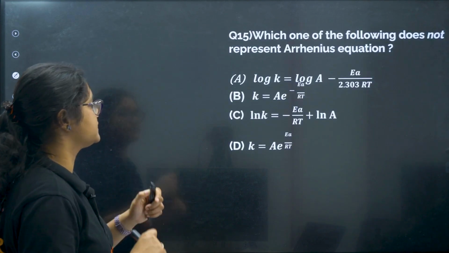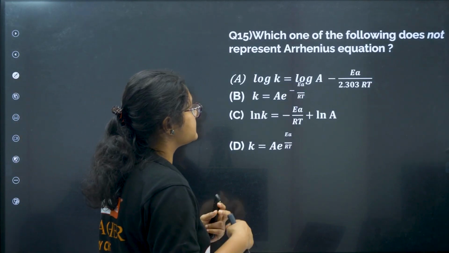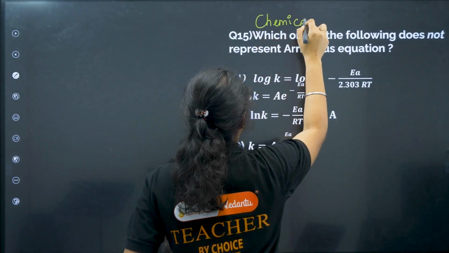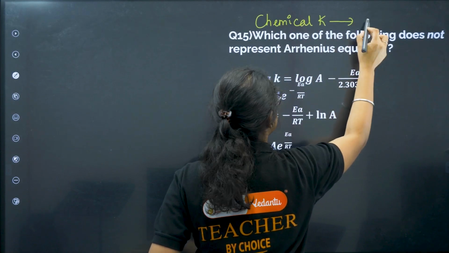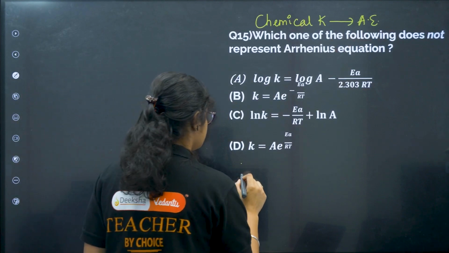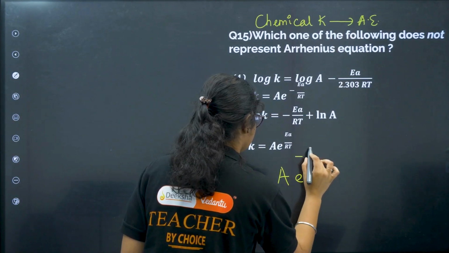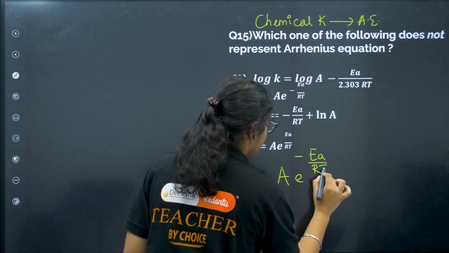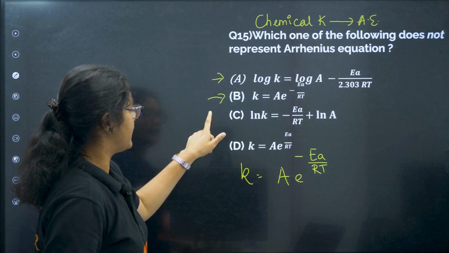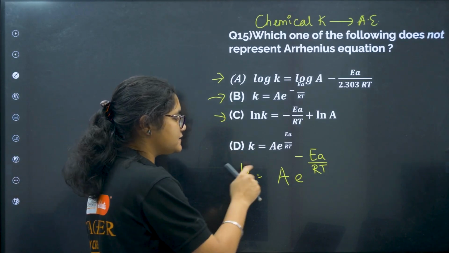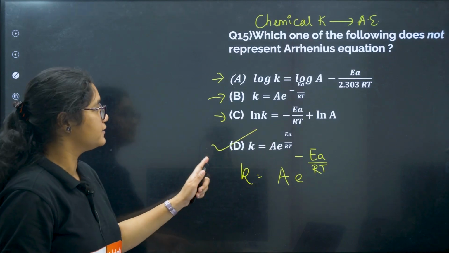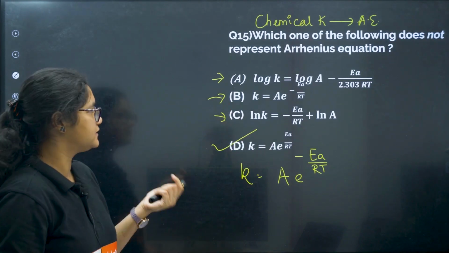Now let us go to the next question, the 15th one. Which one of the following does not represent the Arrhenius equation? Again the question is from chemical kinetics, and the topic here is the Arrhenius equation. We know the Arrhenius equation form is K is equal to A into e to the power of minus EA by RT. If you take log on both sides we'll get this term, and if you take ln we'll get this term, but in no case can this minus become plus. That is why this is the correct answer, this does not represent the correct form of the Arrhenius equation. This is a very simple question.